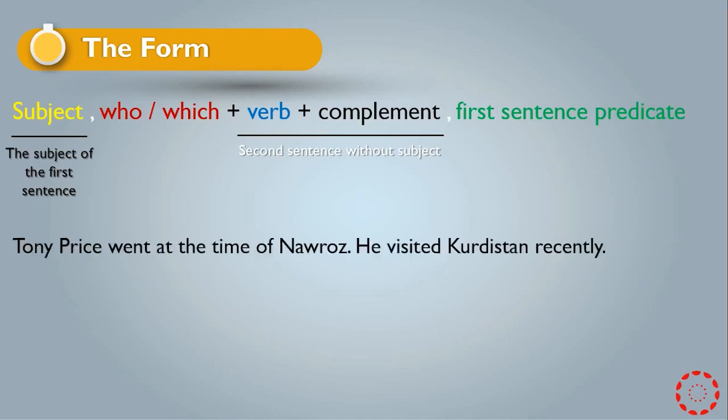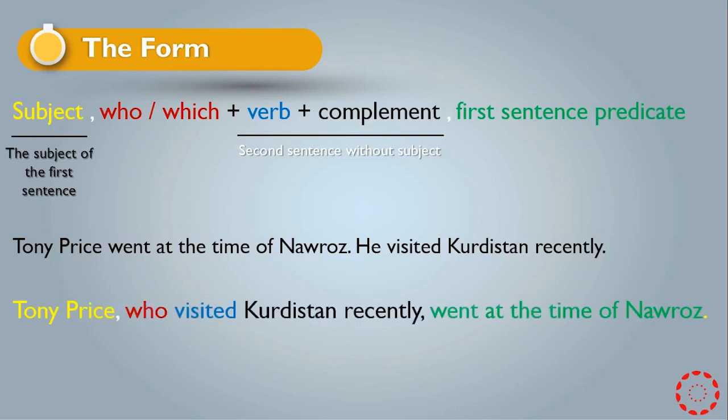Let's see another example. Tony Price went at the time of Nowruz. He visited Kurdistan recently. Okay, it became like that: Tony Price, comma, who visited Kurdistan recently, went at the time of Nowruz.